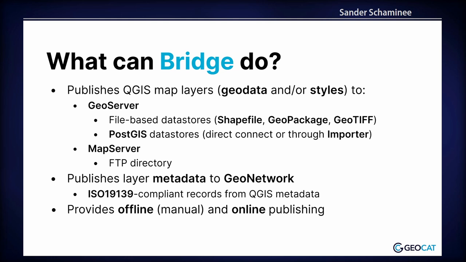One of the features that Bridge also has is that it can publish metadata from your QGIS layer to GeoNetwork in this case. So it converts the QGIS metadata to an ISO 19139 compliant record, and it then pushes that to GeoNetwork. And you can also do offline and online publishing, so you can also publish to your disk, create the data files and the style files and so on on disk and do whatever you like with it, run it locally or publish by hand or whatever.